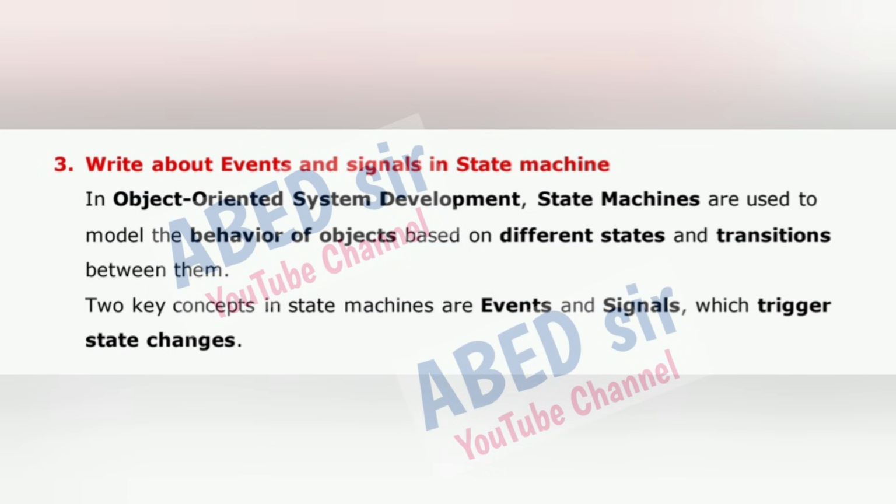Next important long question is: 3. Write about events and signals in state machine. In object-oriented system development, state machines are used to model the behavior of objects based on different states and transitions between them. Two key concepts in state machines are events and signals, which trigger state changes.